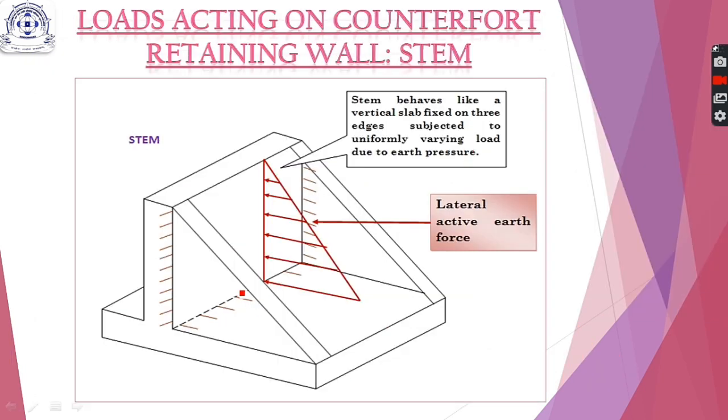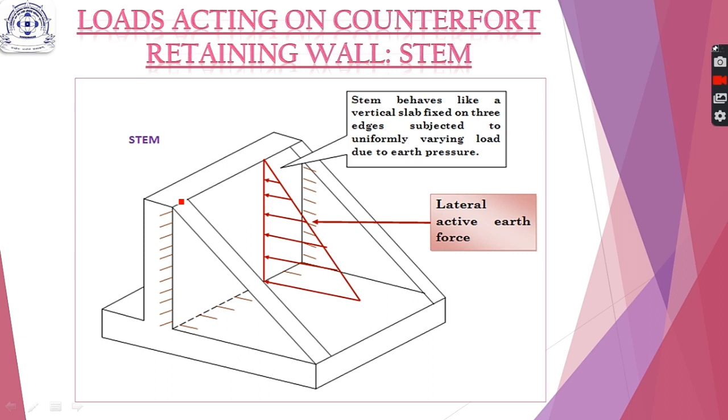Now we must know what the different types of loads acting on the retaining wall on different components are. So I have explained it here one by one. First is the stem. As you know from the previous case of the cantilever retaining wall, the stem is acted upon by the lateral active earth force as shown here.